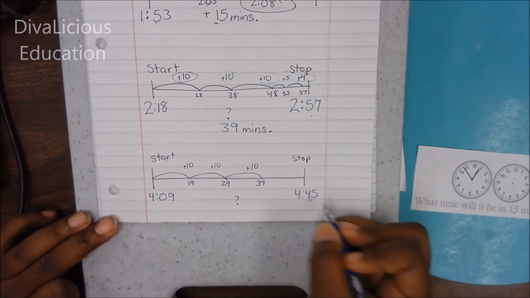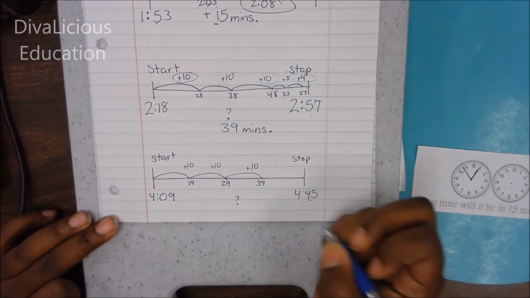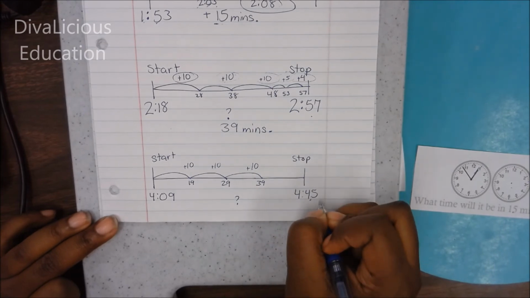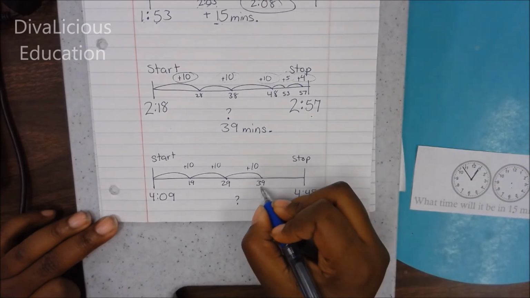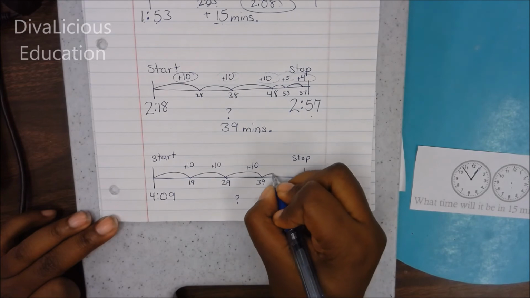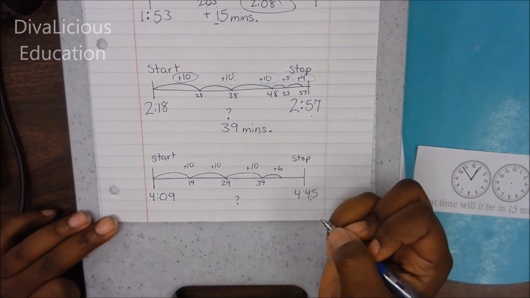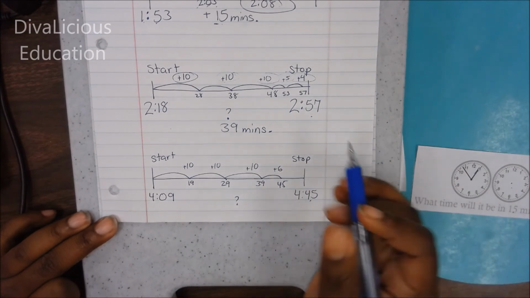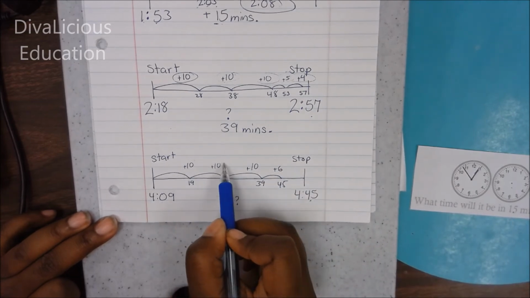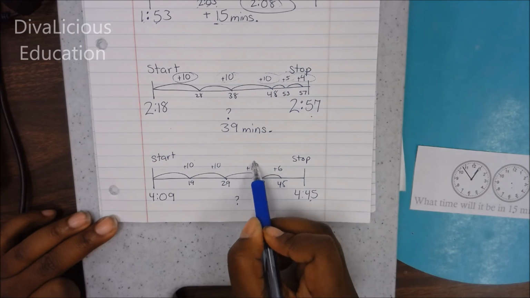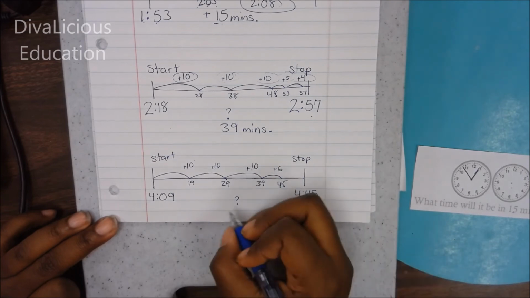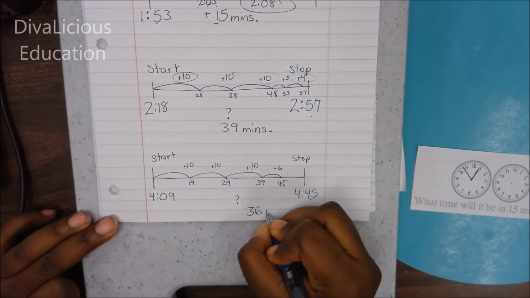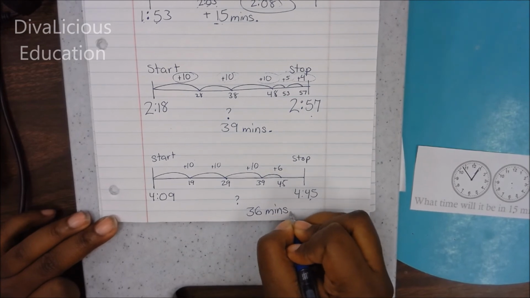And now I know I'm really close, so let's add smaller numbers. I know that 40 to 45 is 5, so 39 is one more, so that would be, let's try 6. And that would get us to 45. Now I can count out what I added. I added 10, 20, 30, 36. So the elapsed time is 36 minutes.